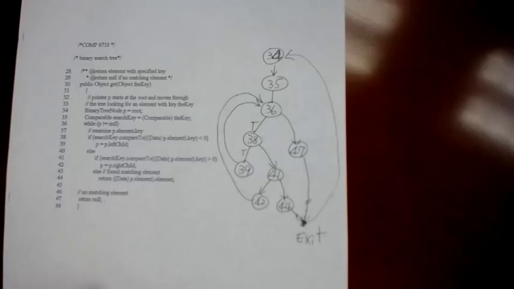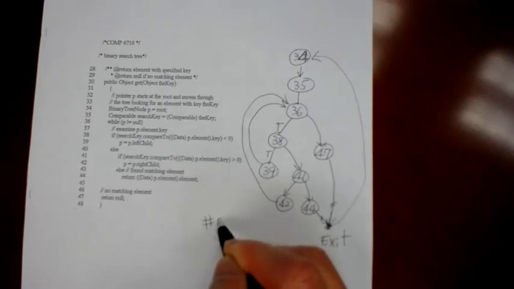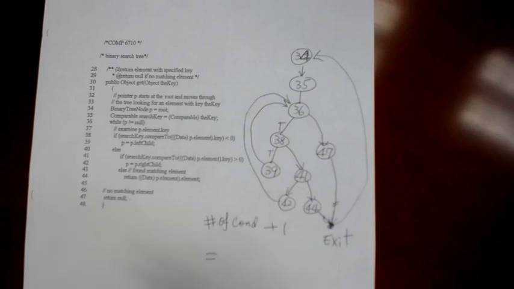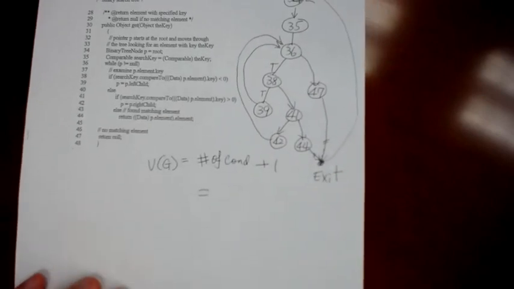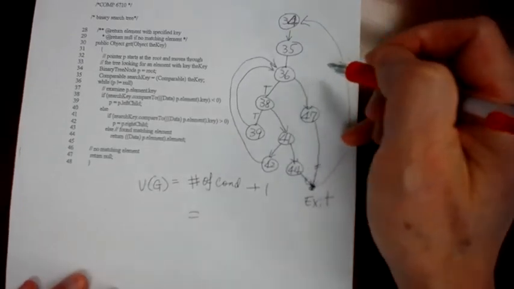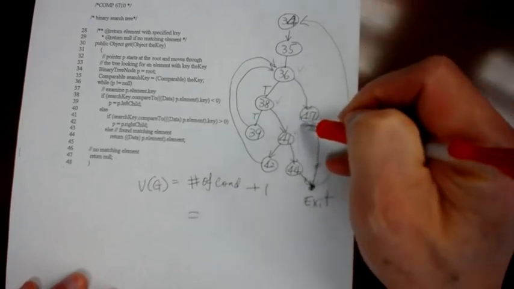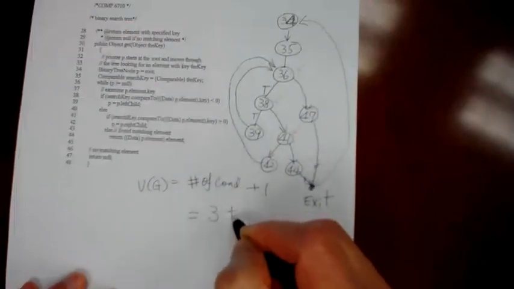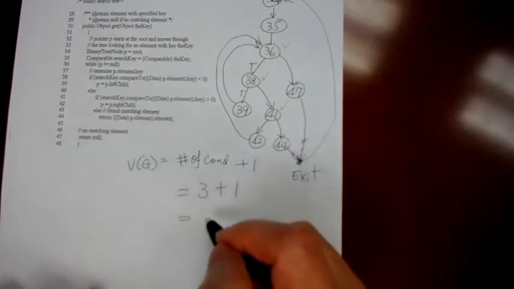You can do the others yourself, but let's do it the way I like the most, that is the number of conditions plus 1 for the cyclomatic number V(G). So how many conditions do we have? Ladies and gentlemen, you ready? This one? No. 1, 2, 3. So we have 3 conditions, so 3 plus 1. What is that? Do you remember? Oh, it's 4, right?